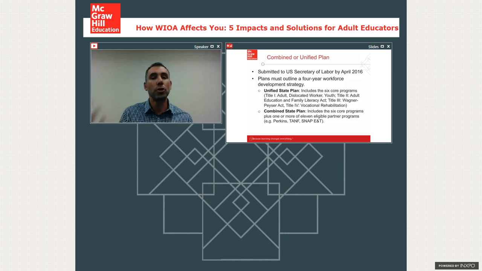Some states are doing a unified plan at first, but are intending to pull in some of the elements of combined state plans by bringing in some of those other partner programs down the road once they get their feet a little wet with the current legislation under their unified plan.